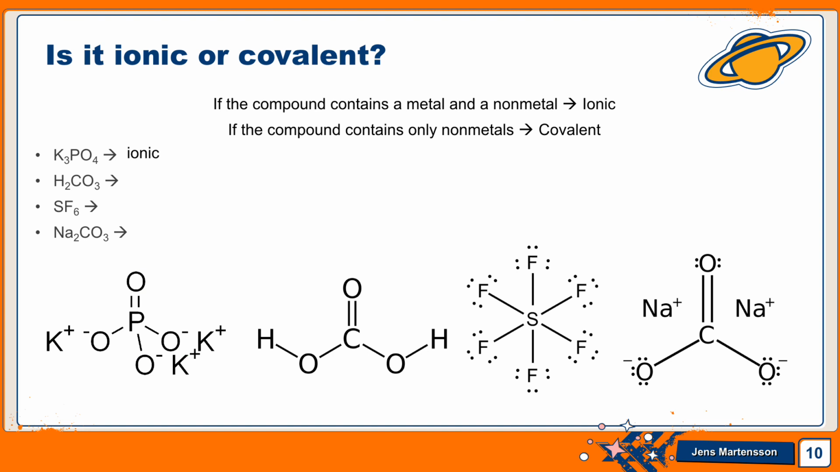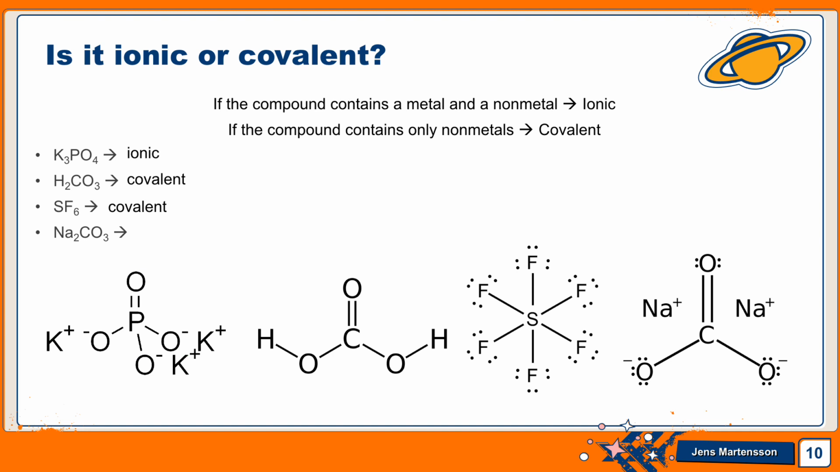Next up, we have carbonic acid. So you can see here that there's sharing between all of the elements, there's no transferring going on, and also hydrogen, carbon, and oxygen are all nonmetals, which means it is covalent. Next up, we have sulfur hexafluoride, and you can see that there's sharing going on between the sulfur and fluorine atoms. So this is also covalent, and sulfur and fluorine are also nonmetals.